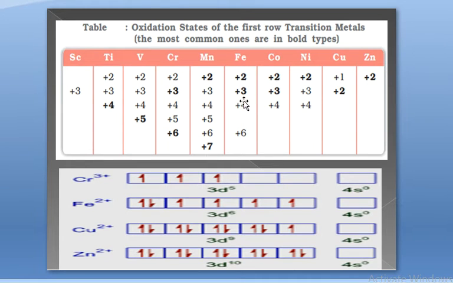The bold, highlighted oxidation states given in this photograph are the most common oxidation states. As you can see, +2 is there for almost every element of the 3d series. Most of them exist in the +2 oxidation state. Titanium exists most commonly in +4, vanadium in +5, chromium in +3 and +6, manganese in +2 and +7. The highlighted ones are the most common oxidation states of that particular element.